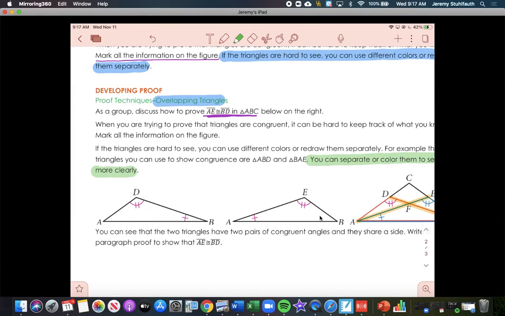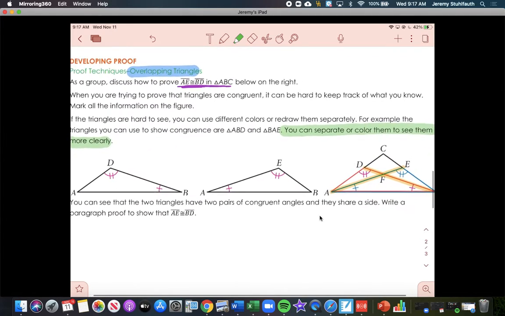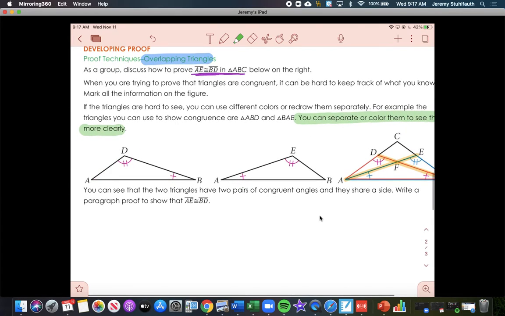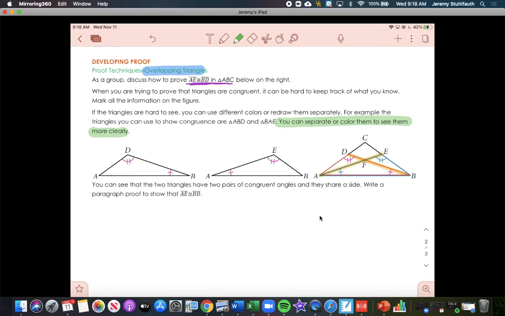What I mean by separate is I can take the two triangles I want to work with. I want to work with triangle ADB and triangle AEB, and I can redraw them over here on the left. Now it's more clear to see what pieces are labeled already, so I can understand what's congruent. Again, you need to mark all the information on the figure so that you know exactly what information is true.